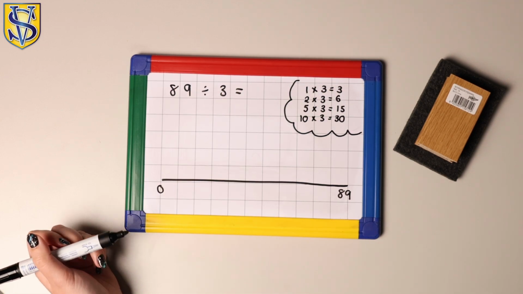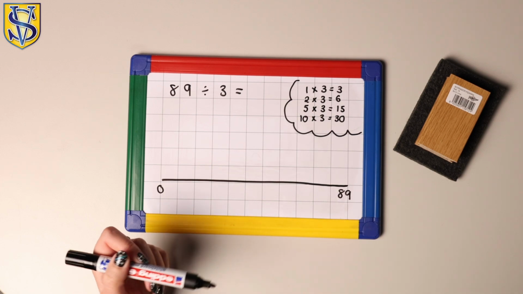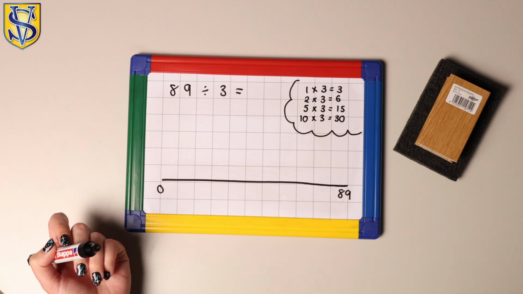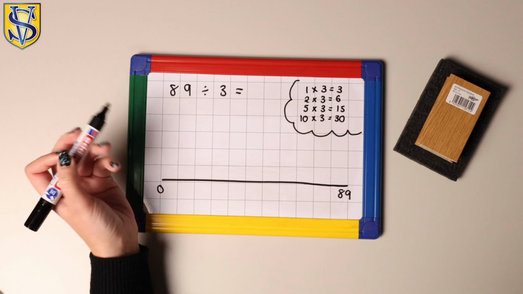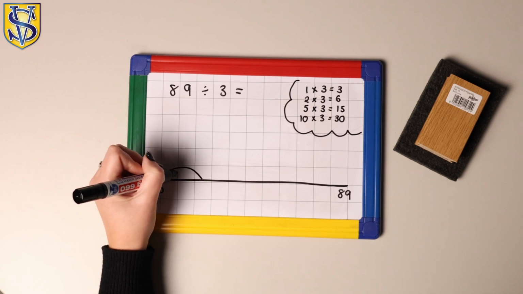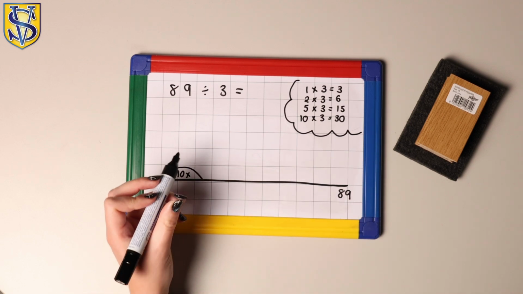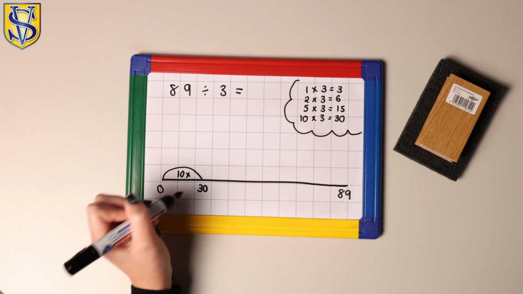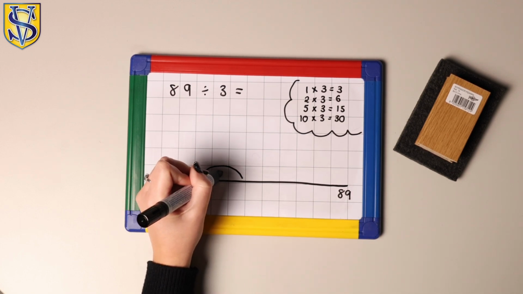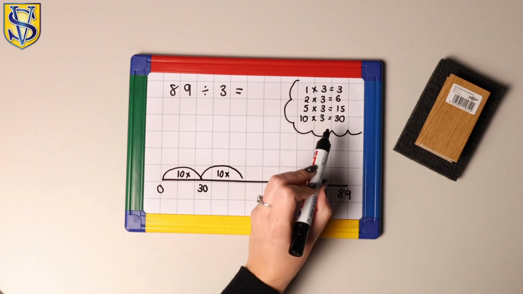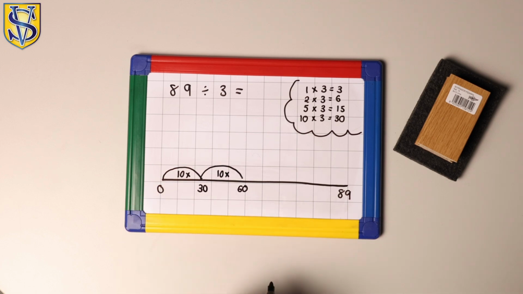Okay, so just like before, I am going to choose one of these from the cloud to assist me, or you could do another times table, multiplied by 3, whatever you feel more comfortable with. But I'm going to start with 10 times. So into my hill, I'm going to put 10 times, and 10 times 3 is 30, so 0 add 30 is 30. Then I'm going to go for it again, 10 times. So 10 times 3 is 30, so 30 add 30 equals 60.